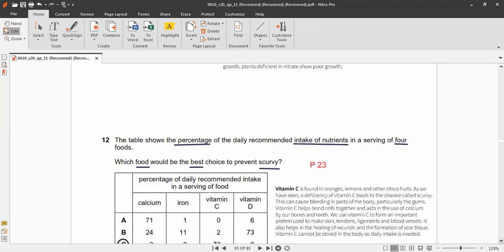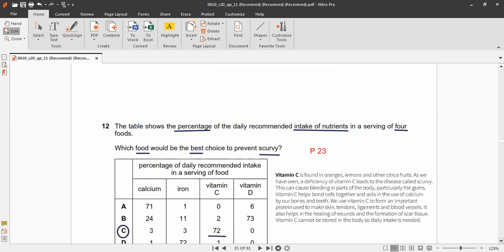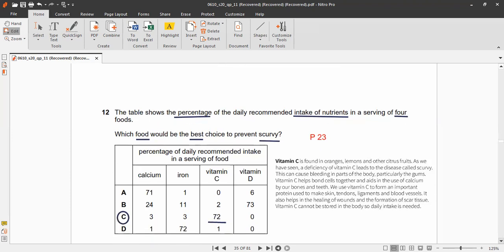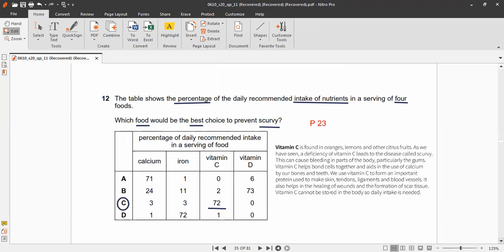The table shows the percentage of the daily recommended intake of nutrients in a serving of four foods. Which food would be the best choice to prevent scurvy? Yes, the one with more vitamin C. A deficiency of vitamin C leads to the disease called scurvy. So the correct answer, C.